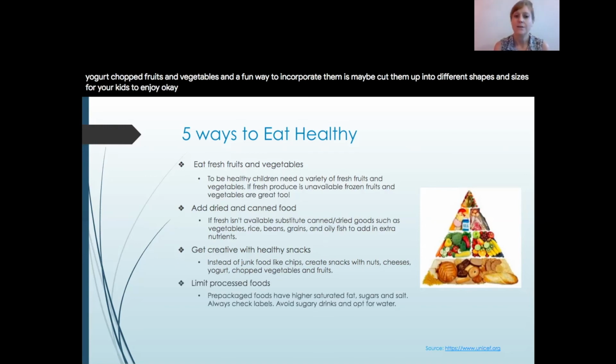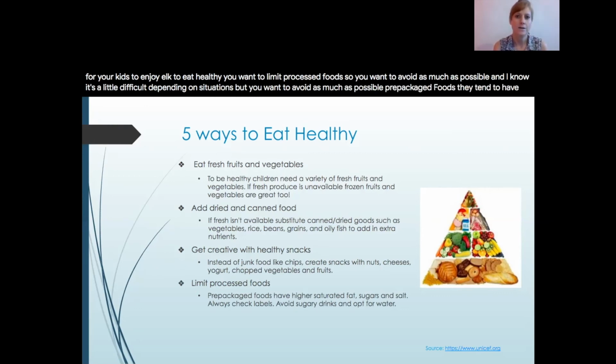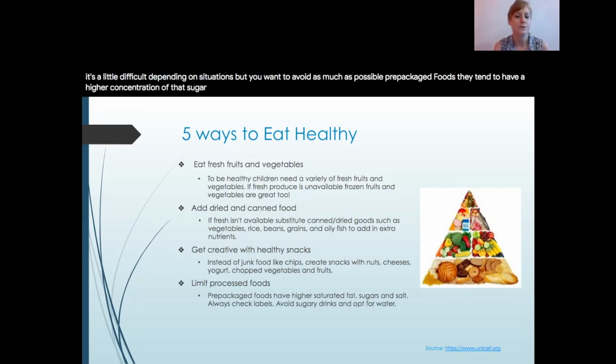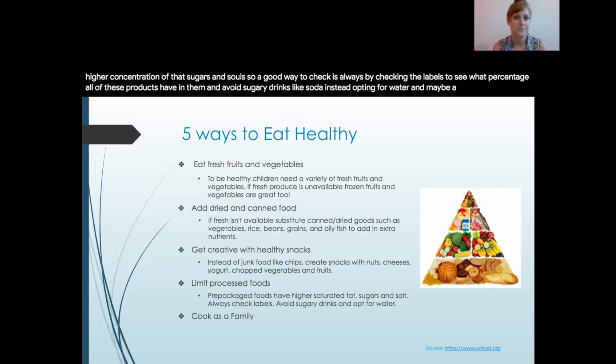Also, to eat healthy, you want to limit processed foods. So you want to avoid as much as possible, and I know it's a little difficult depending on situations, prepackaged foods. They tend to have a higher concentration of fat, sugars, and salts. So a good way to check is always by checking the labels to see what percentage all of these products have in them. And avoid sugary drinks like soda, opting instead for water, and maybe a flavored water.